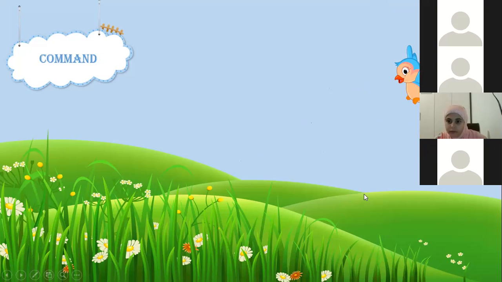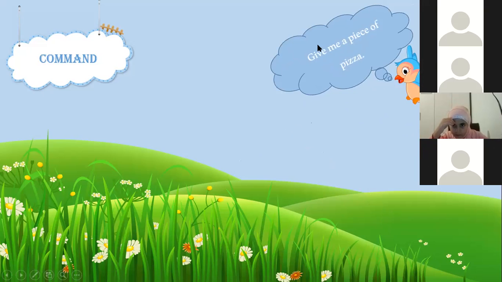The command, we said the command includes an order. There is an order in the command, okay? An order or a request. Like the example here, give me a piece of pizza. And if you notice, the command starts with the verb directly, and it ends with a period. So the difference between the command and the statement is that the command starts with the verb directly. Give me a piece of pizza. This is the command.